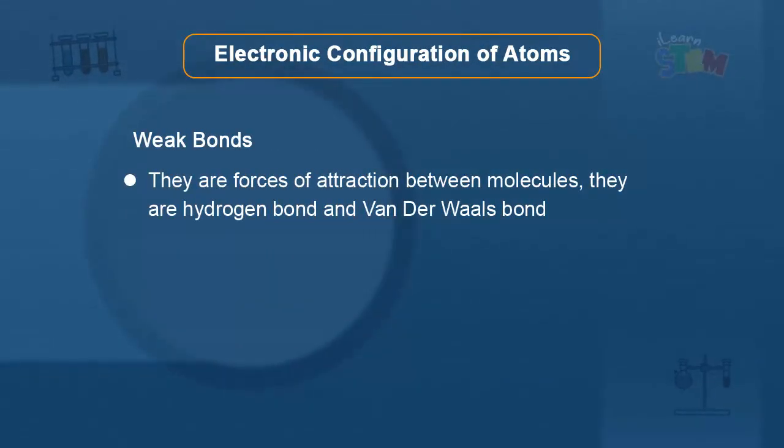Weak bonds are forces of attraction between molecules. They are weaker than strong bonds but are very important in nature. The two main types of weak bonds are hydrogen bond and van der Waals bond.